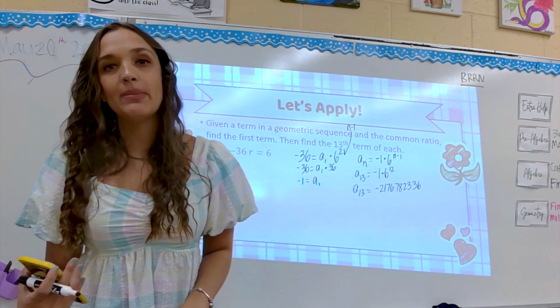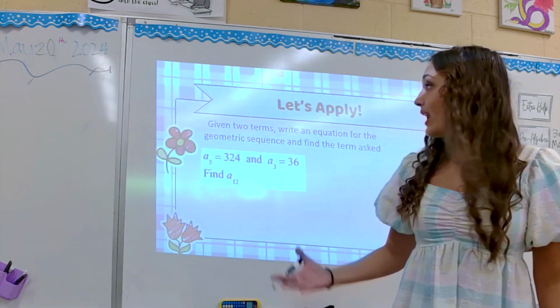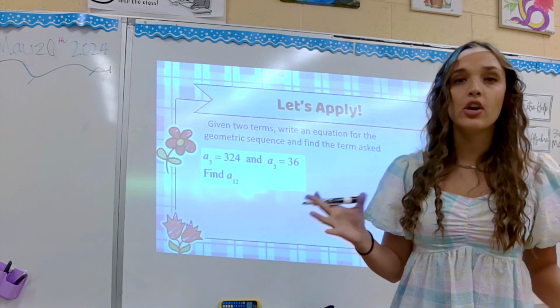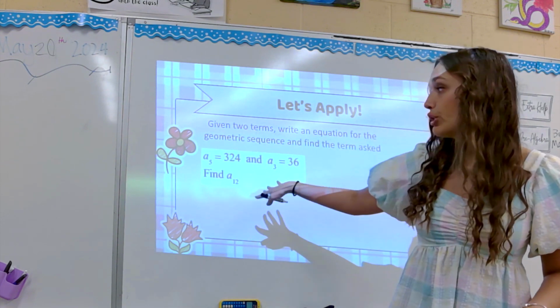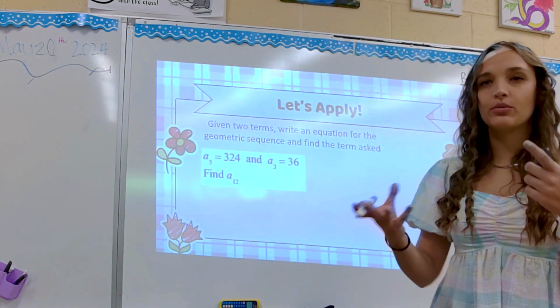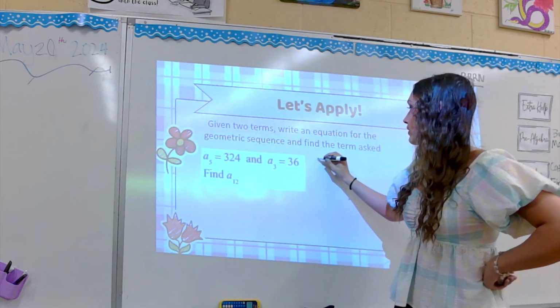Let's step it up one more time and see how we can apply it in an even more abstract way. We are now given two terms in the geometric sequence, and we want to be able to find our original term to create our original equation and then find the new term that they're looking for. So a way that we can do this is we have to substitute, basically. So my A5 is 324.